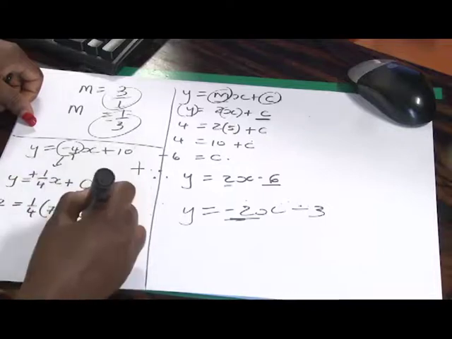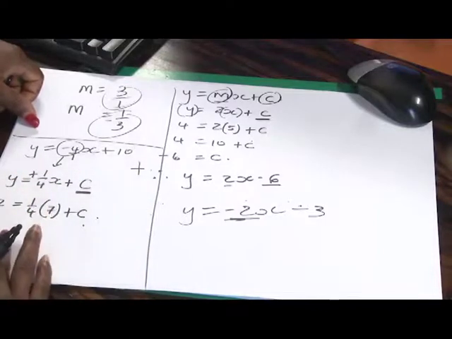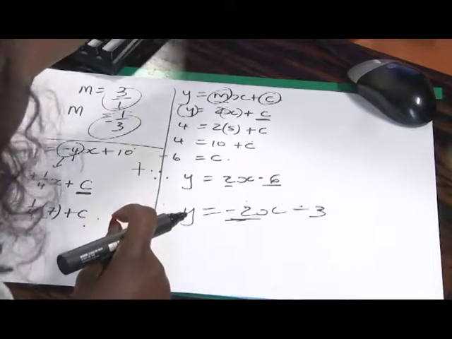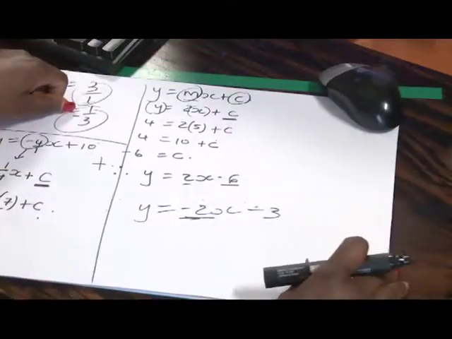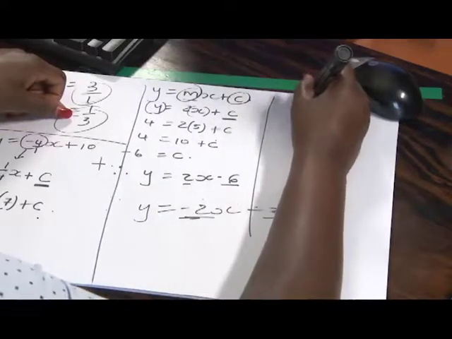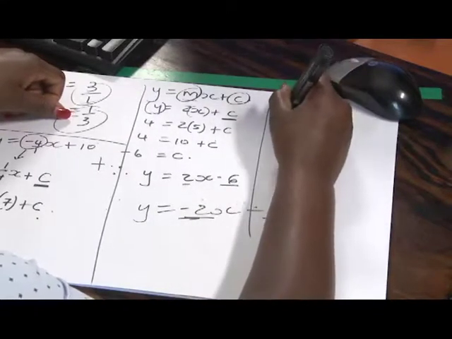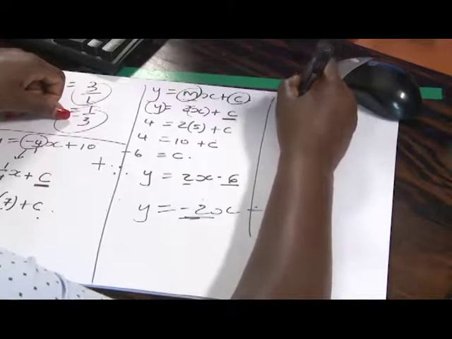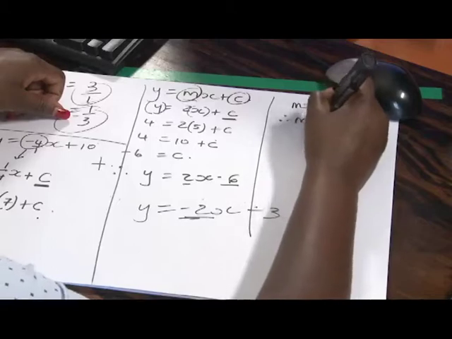Once you find c, then you get your equation, just like that. The same with this. Determine the equation of the line perpendicular to 2x plus 1. If it's perpendicular, look at the gradient. If it's 2, then the gradient of the other line is going, if this is positive, then if the gradient is 2, then this is going to be negative.